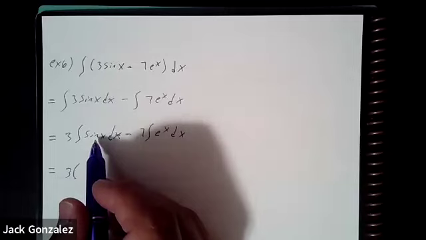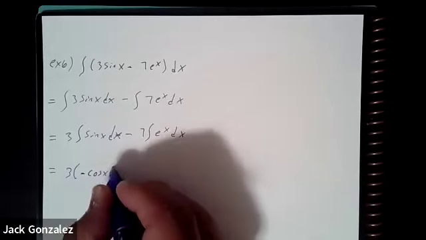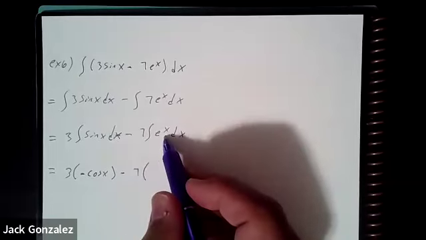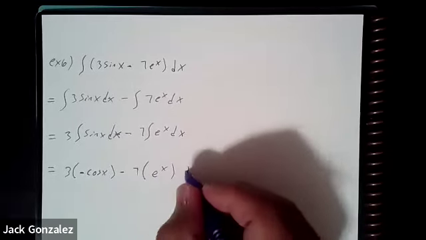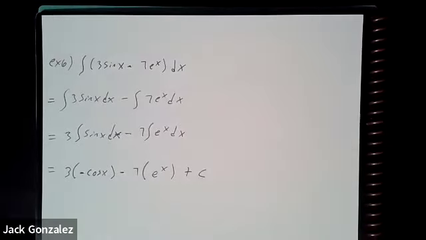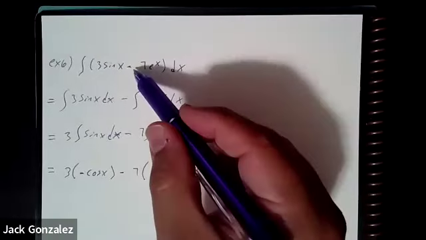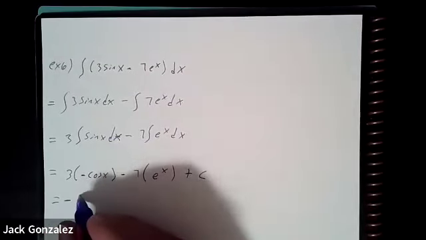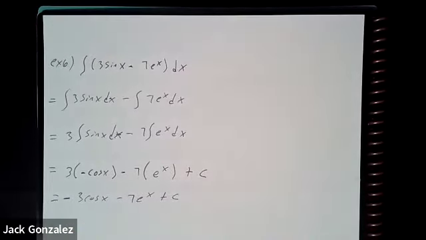Antiderivative of sine should be negative cosine, right? Antiderivative of e to the x will be itself. And add your c. And now these numbers are just waiting for you. The minus that was here will be waiting for you too with the 7. So now we're done. Negative 3 cosine x minus 7 e to the x plus your constant.